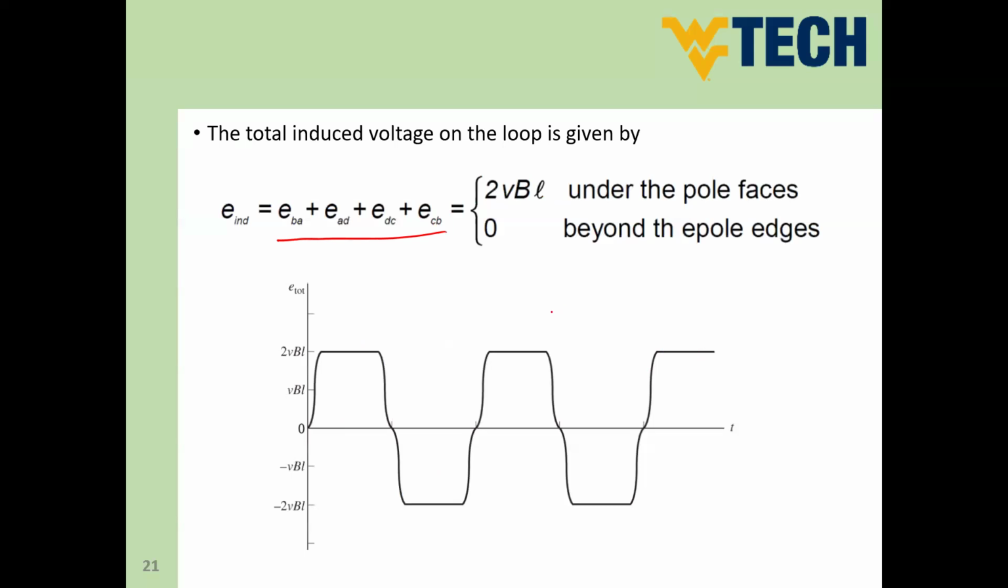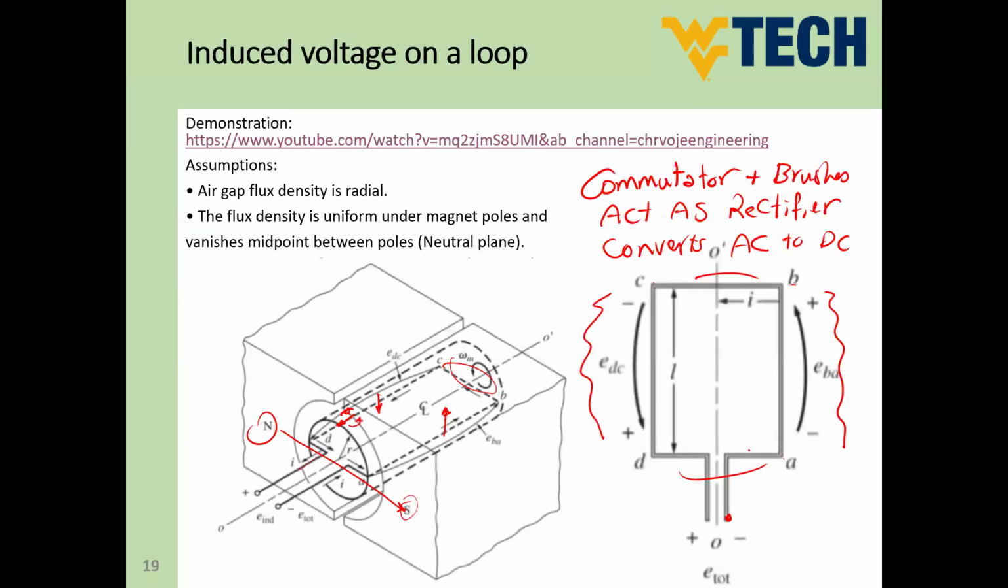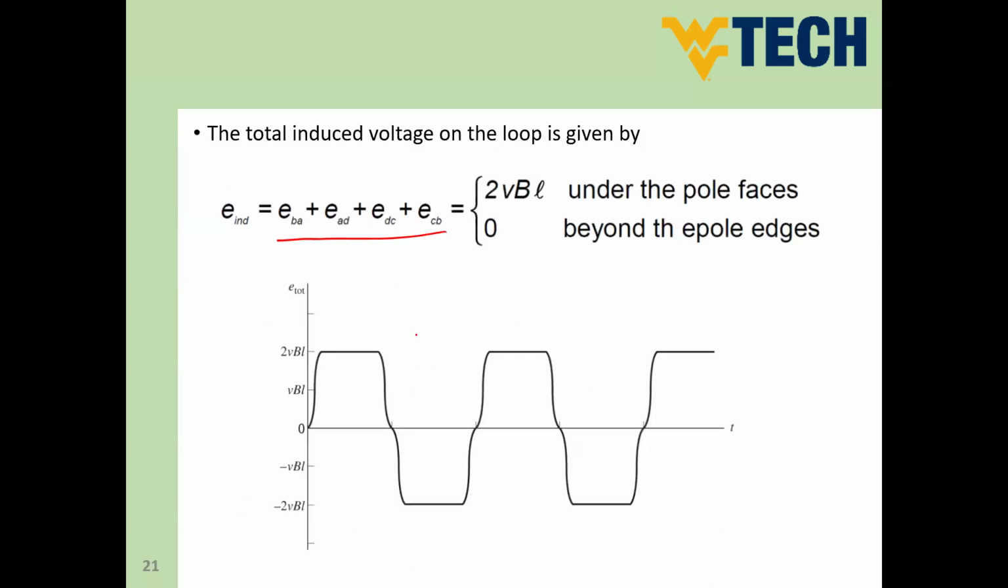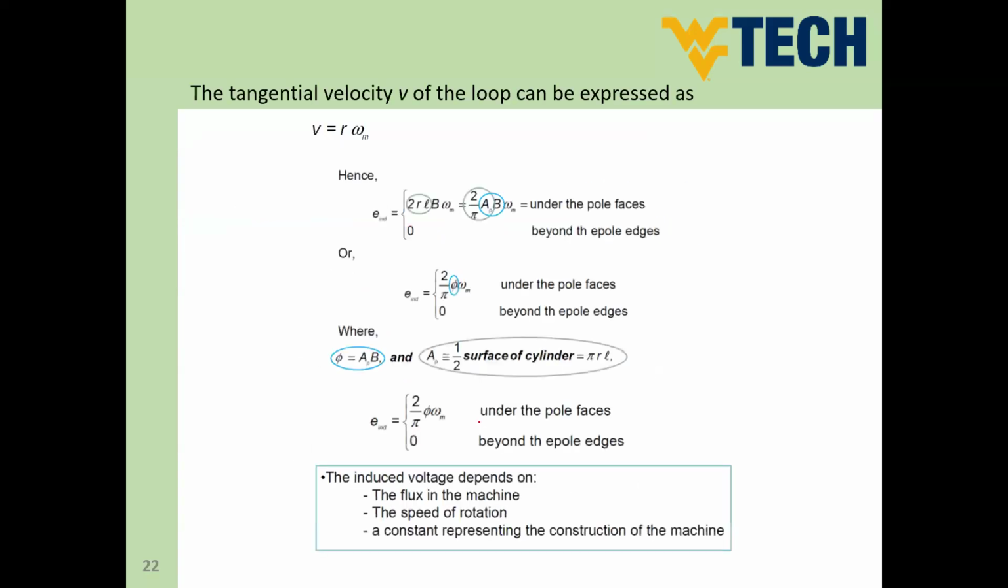So this is from A to D. Okay, so I can say this is E from A to D. And this is a shape. But take care that this is across the one turn, not across the brushes. Across the brushes, we expect that this is going to be converted from negative to positive because of the commutator.